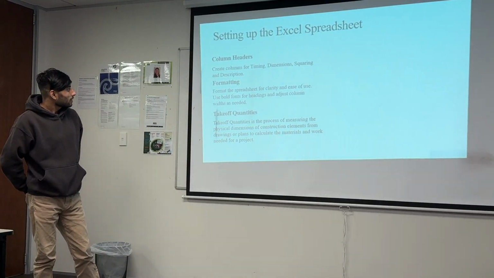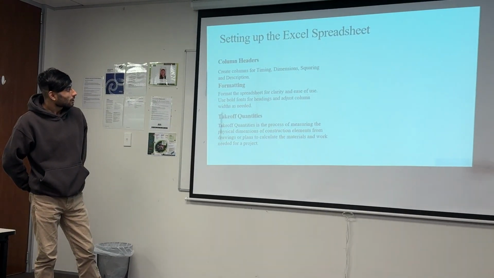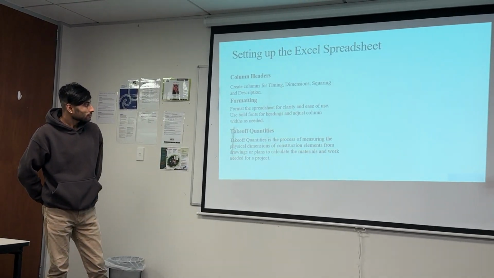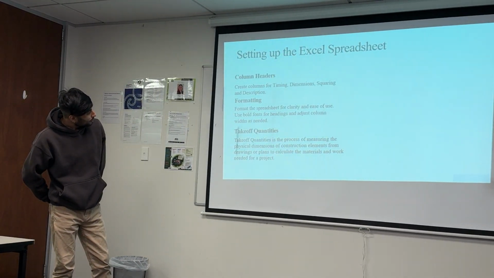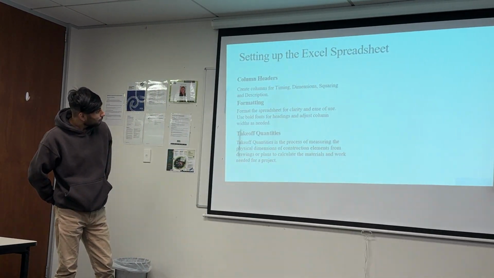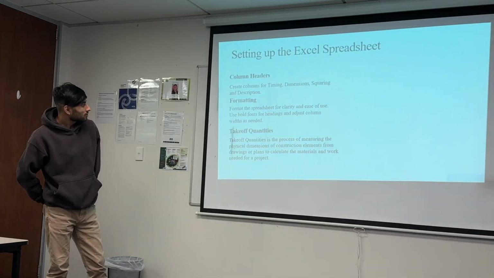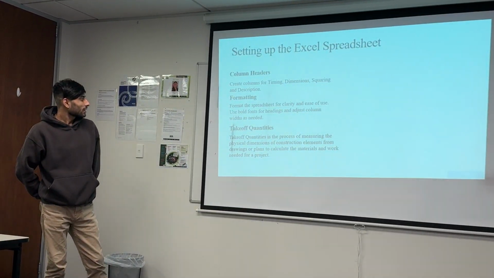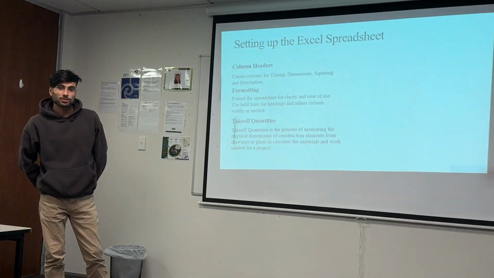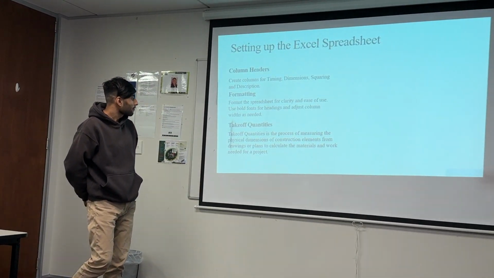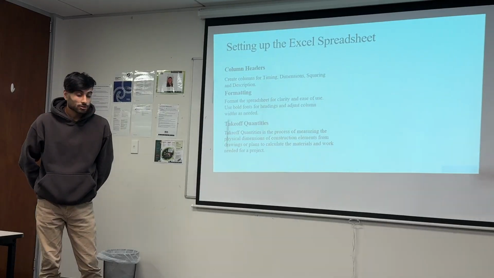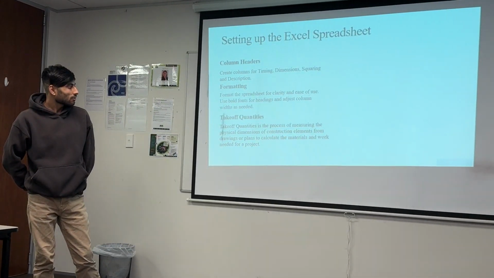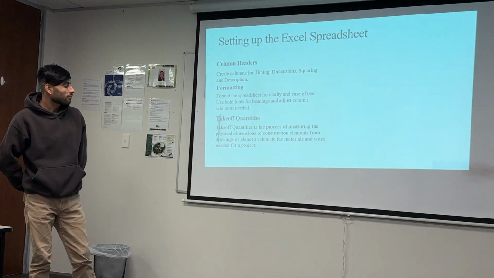For the formatting, we need to format clearly and make it easier to use, using some special font and bold, and adjust the column width as we need. Take off of quantities is the process of measuring the physical dimensions of construction elements from the drawing of plans to calculate the material and work needed for that project.